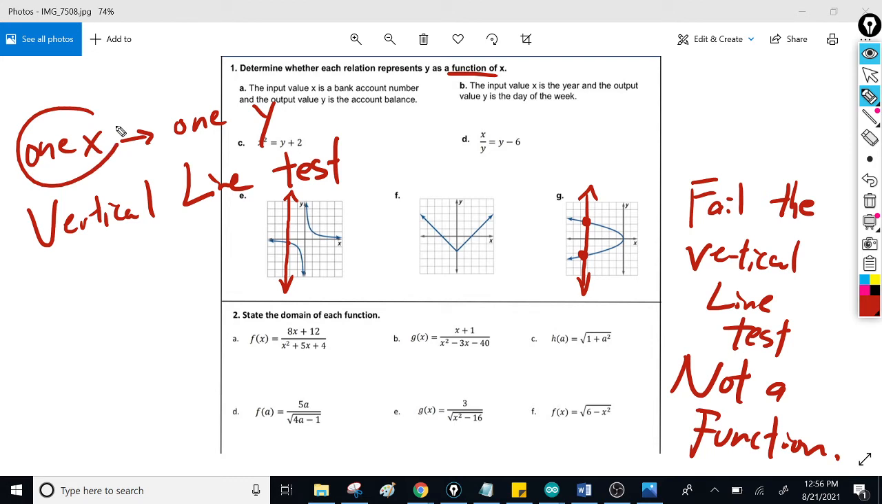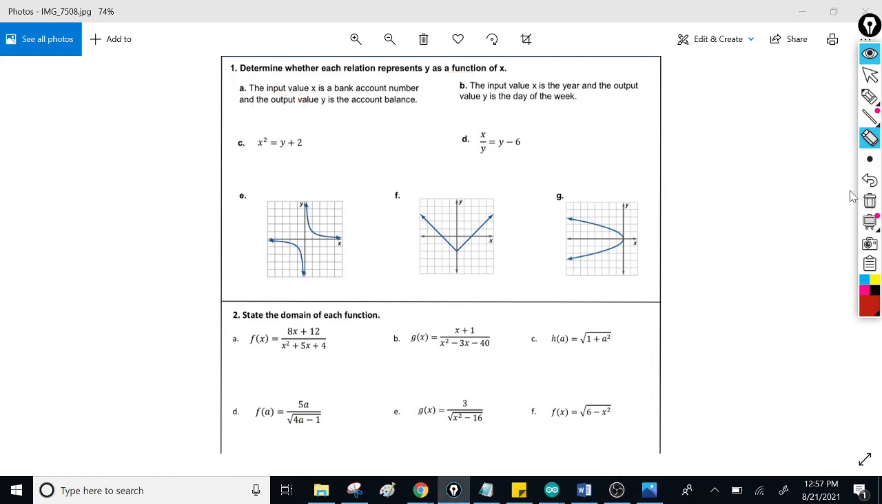So you got to be careful. For every x value, you are only allowed to have one y value. And this one right here, let's just say this is a, what, -6 or something like that. But then you have two y values up here and down here. So that means it fails. It's not going to work.